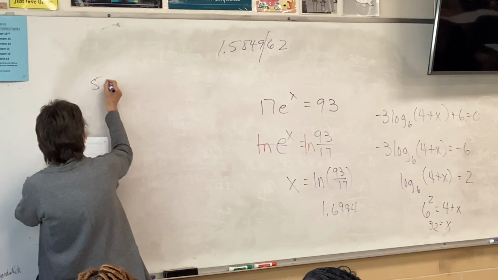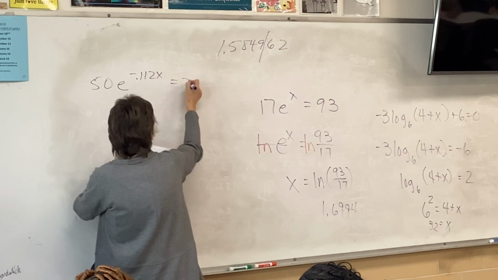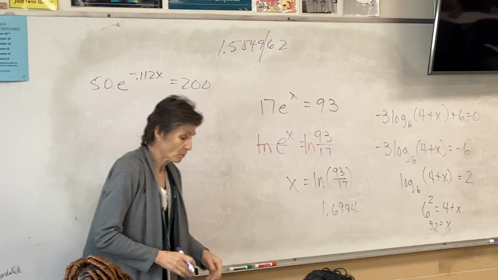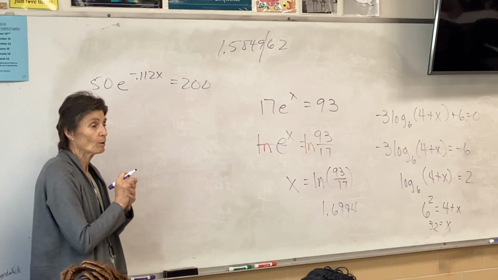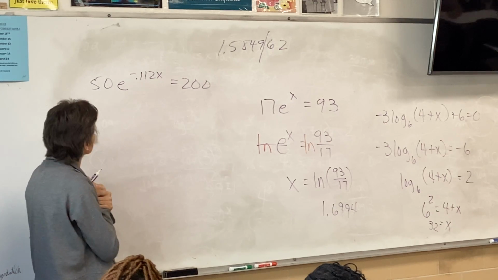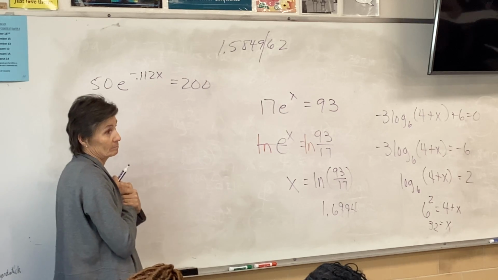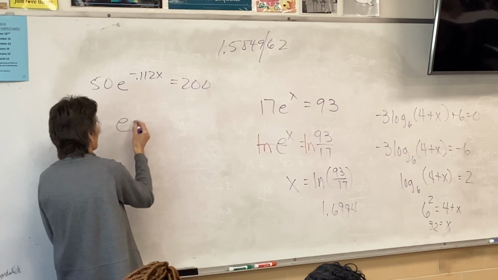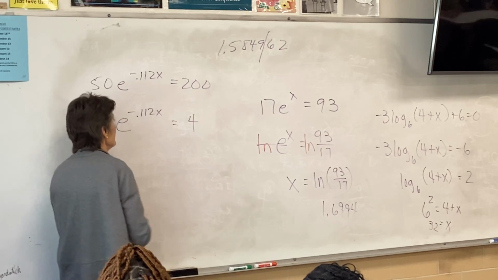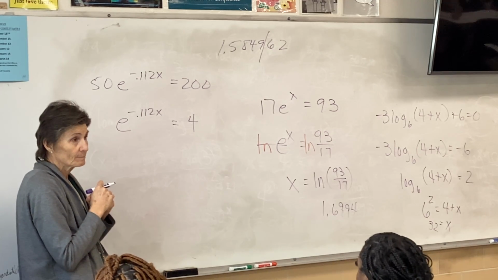All right, 50, e to the negative 0.112x equals 200. We're gonna run into equations like this all the time in our word problems, so we need to be able to handle it. Charlie, what do you think maybe we should do to get started? Divide by 50? Yep, and this time I can actually do it. 200 divided by 50 is 4. So I'll go ahead and do the division because I don't need to round it off.